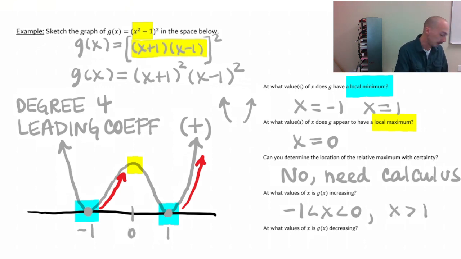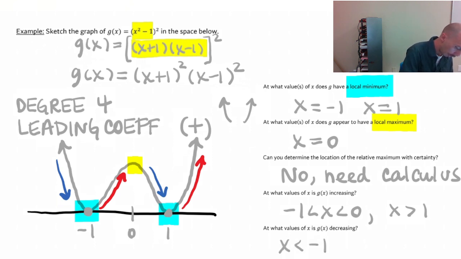Okay. g will be decreasing pretty much everywhere where it's not increasing, but I'm just going to draw these arrows here. And we see the graph going down as I move left to right. So g is going to be decreasing when x is less than -1, or also when x is between 0 and 1. And in this case, I wrote these as inequalities, but if you want to write these in interval notation, be my guest. You're more than welcome to do that.